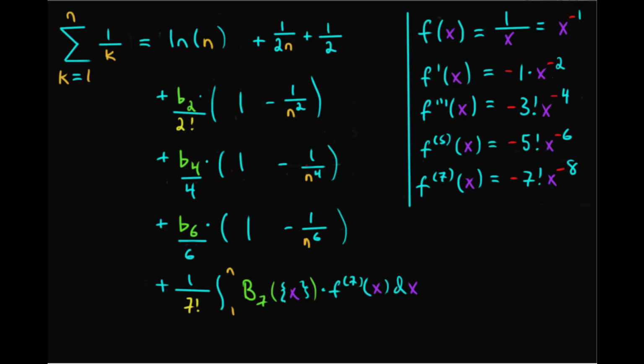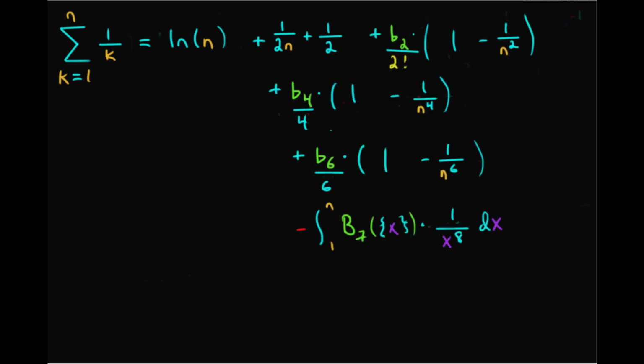And now lastly, in our remainder term, I'll substitute in for the seventh derivative of f of x what that derivative actually is. So that's negative 7 factorial over x to the eighth. And so then the 7 factorials cancel in the numerator and the denominator there, and then I'll just bring that negative sign out in front, and so the remainder term becomes minus the integral from 1 to n of the seventh periodic Bernoulli polynomial in x times 1 over x to the eighth dx.